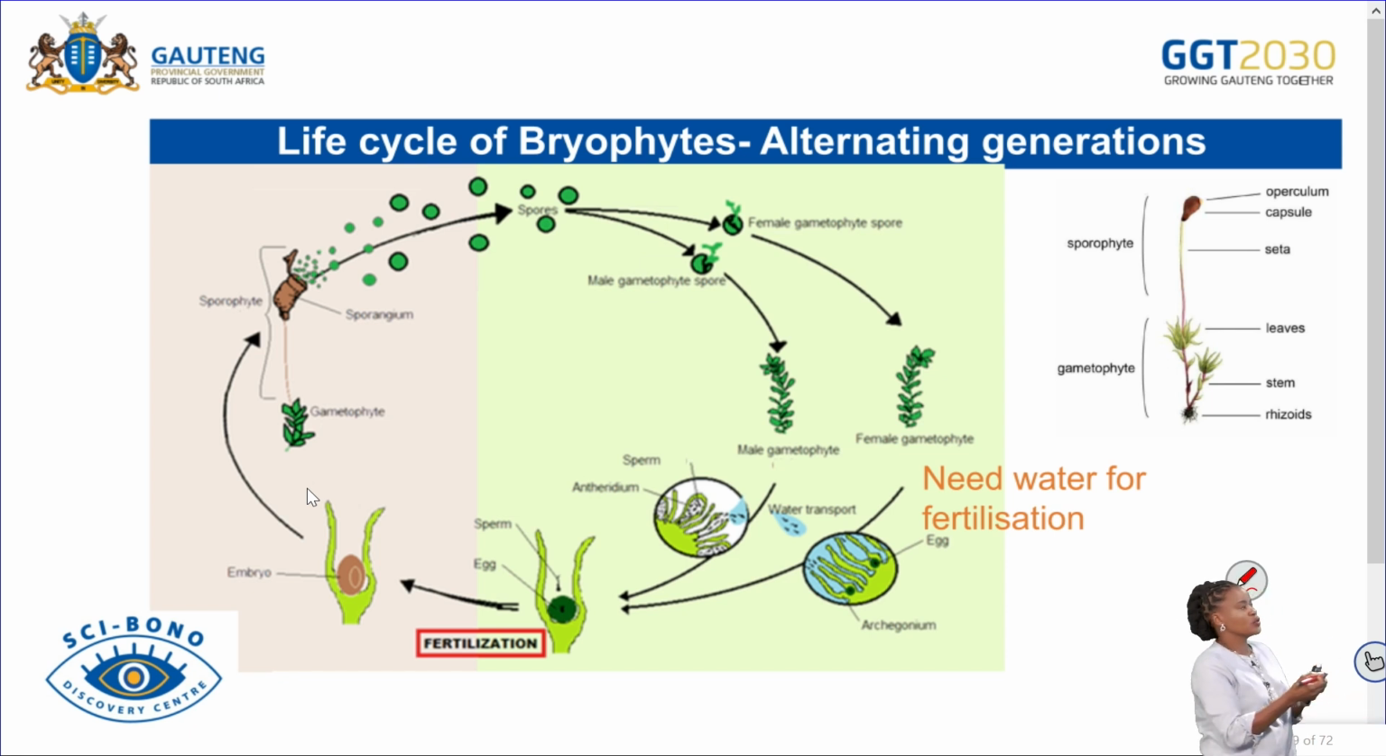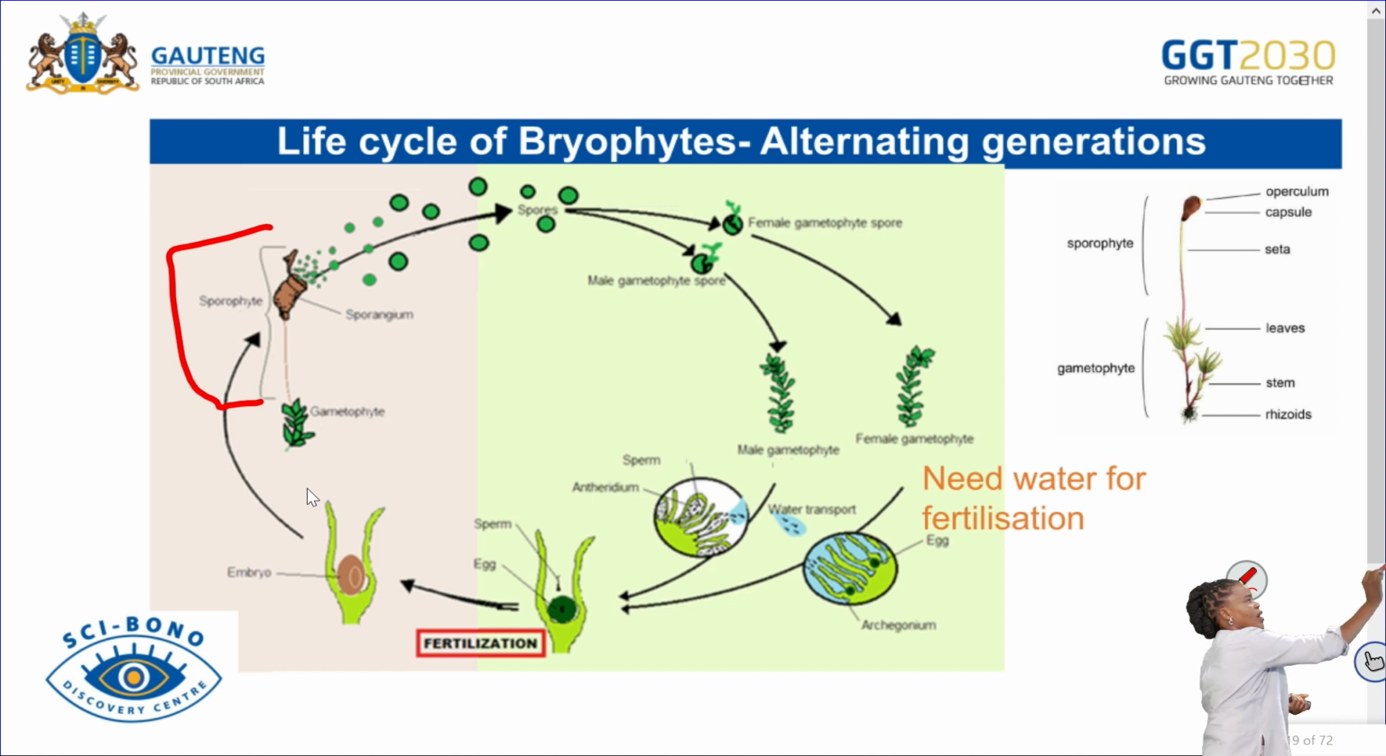Now let us look into the life cycle of bryophyte with that alternating generations. Let's start here with what? With the sporophyte generation. Remember this, this is the sporophyte generation. The sporophyte has the seta, it has the sporangium. Inside the sporangium are the spores.